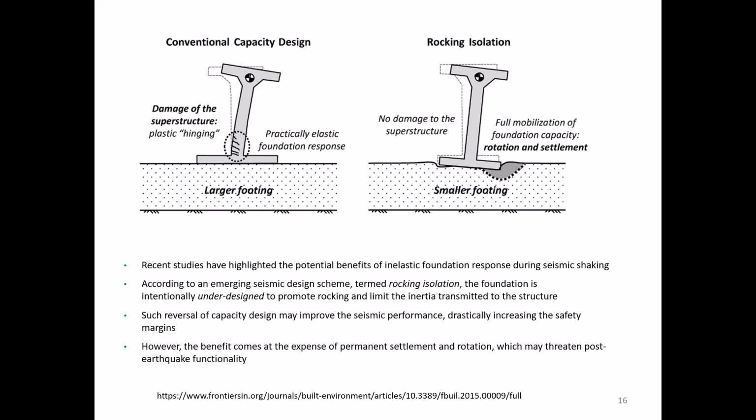And then we can have a smaller footing off to the right. And in this case, there's going to be no damage to the superstructure, which is a distinct advantage. But there's going to be a full mobilization of the foundation capacity. So there's going to be rotation and settlement, and this tower building, whatever it might be, may end up like the Leaning Tower of Pisa with some permanent angular displacement. So kind of a good news, bad news, but again, some success with this in New Zealand.